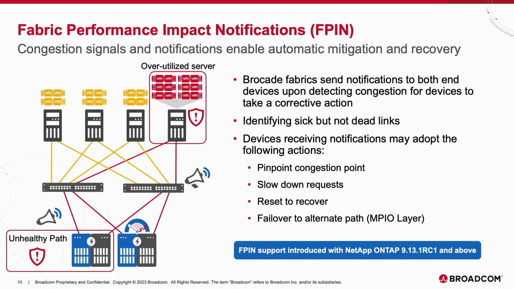When end devices receive event-triggered fabric notifications, they have the option to autonomously respond if configured to do so. They can pinpoint congestion and notify peers, slow down requests in the case of oversubscription, reset to recover, or non-disruptively fail over to a healthy path when there are intermittent issues on a currently used path.